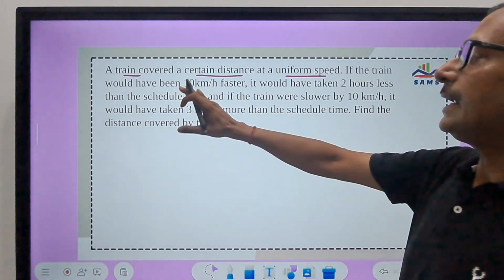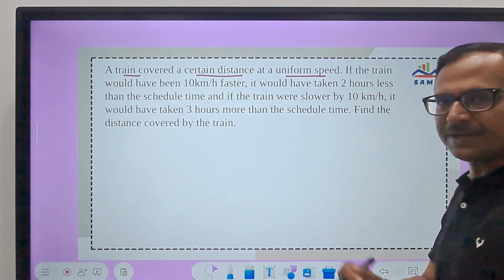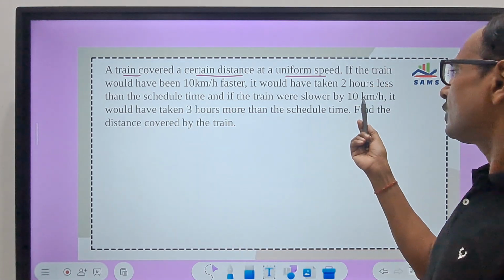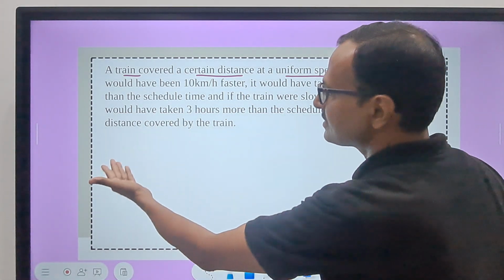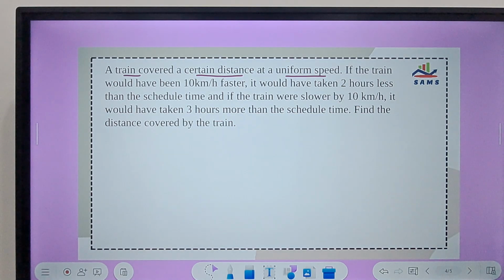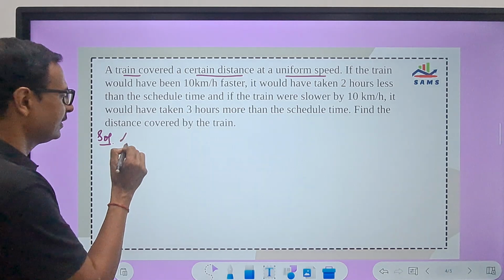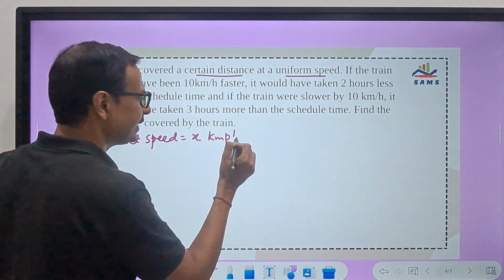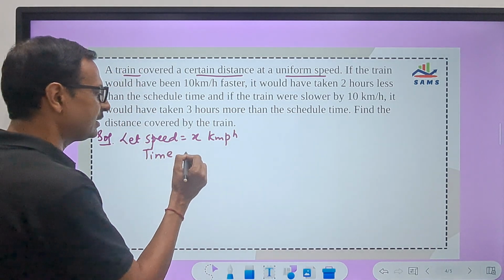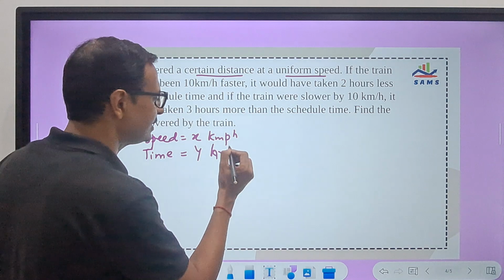If the train would have been 10 km per hour faster, it would have taken 2 hours less. Obviously, when the speed increases, time decreases. Likewise, if it was slower by 10 km per hour, it would have taken 3 hours more than the scheduled time. We need to find the distance covered by the train. Now the important thing here is we need to find the distance, whereas we will assume the speed and time as x and y. So let speed of train be x kmph and time, that means the usual time is y hours, right?